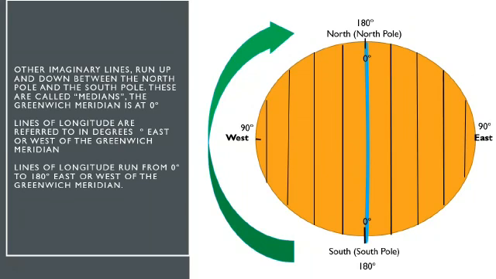Other imaginary lines run up and down between the North Pole and the South Pole. These are called meridians. The Greenwich meridian is at 0 degrees. Lines of longitude are referred to in degrees, east or west of the Greenwich meridian. Lines of longitude run from 0 to 180 degrees east or west of the Greenwich meridian.